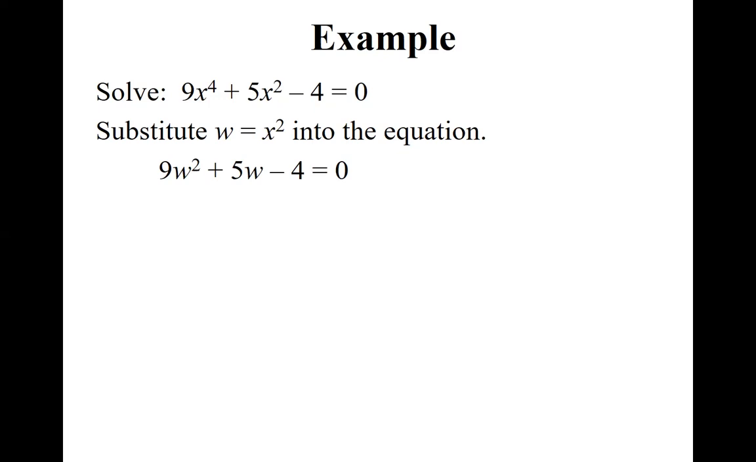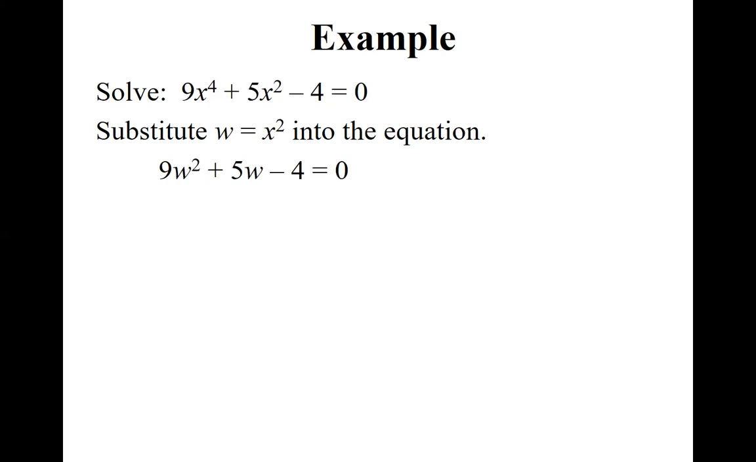Can we factor using the AC method? 9 times negative 4 is negative 36. Are there numbers that multiply to negative 36 that add to positive 5? Yes, there are. What are they? That's the question. So what are the factors of negative 36? And we need one plus, one minus, probably. Yep, to multiply to a negative.